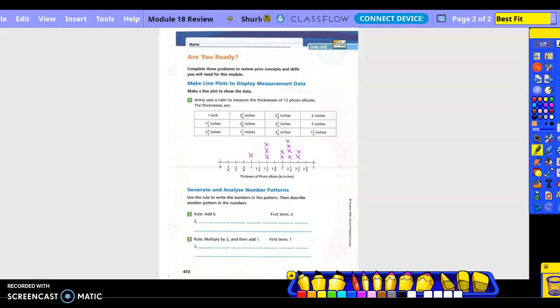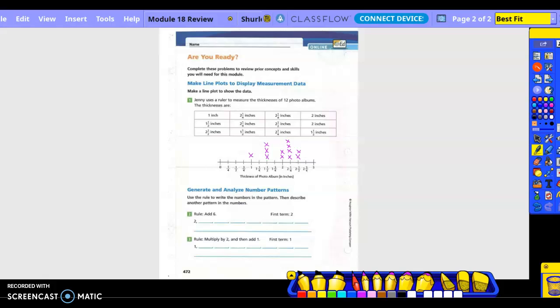Okay, so let's count our X's to make sure we have enough. 1, 2, 3, 4, 5, 6, 7, 8, 9, 10, 11, 12. Now, as we're doing that, we could have also put a little check mark in each box to say that we got it, right? Okay. So, make a line plot to show the data. And so we did that, right? Okay, do we need anything else?